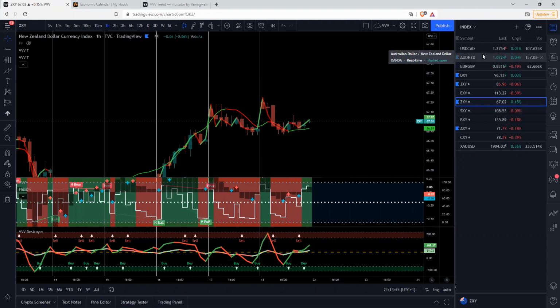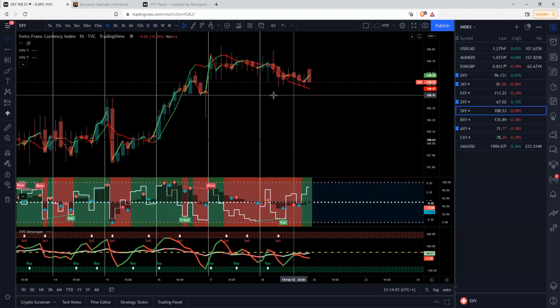So that's why I said for now, the AUD is like a shitty pair. But if we are looking for the AUD weakness, then we're gonna rather trade against the AUD than the New Zealand dollar. All right, let's see the SXY.